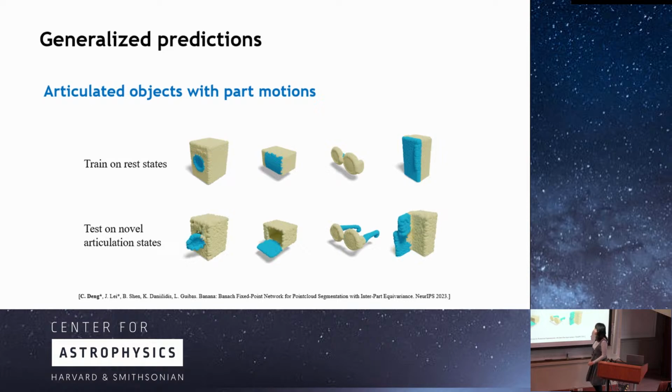And here are more examples of the inference, where on the top are the training states, and on the bottom are the inference under different motions. You can see the overall inference is quite consistent with the training ones, even under the state changes.